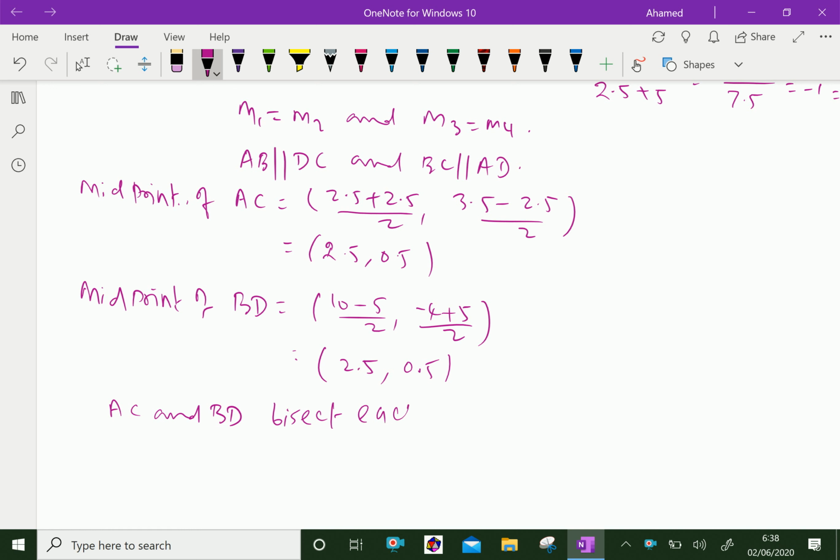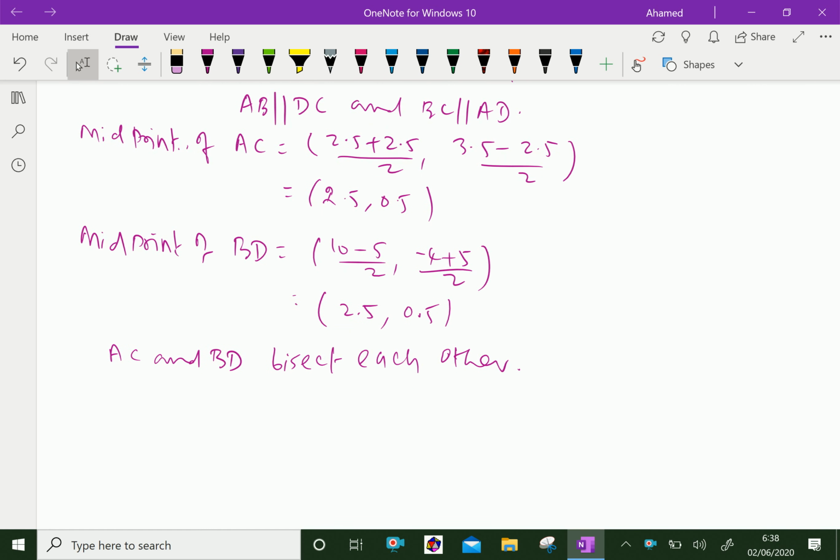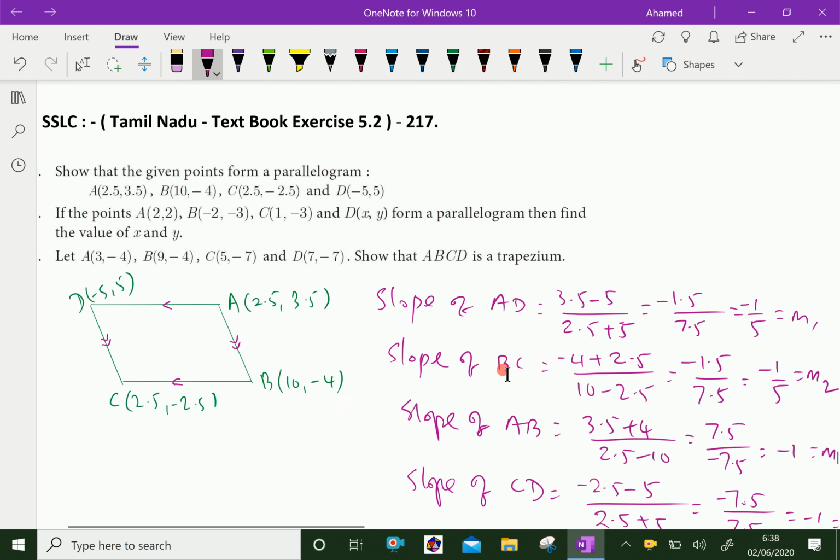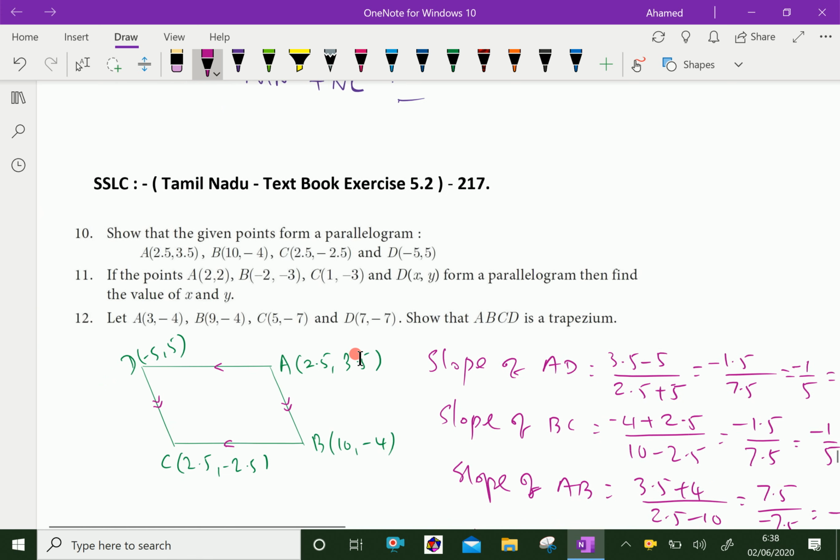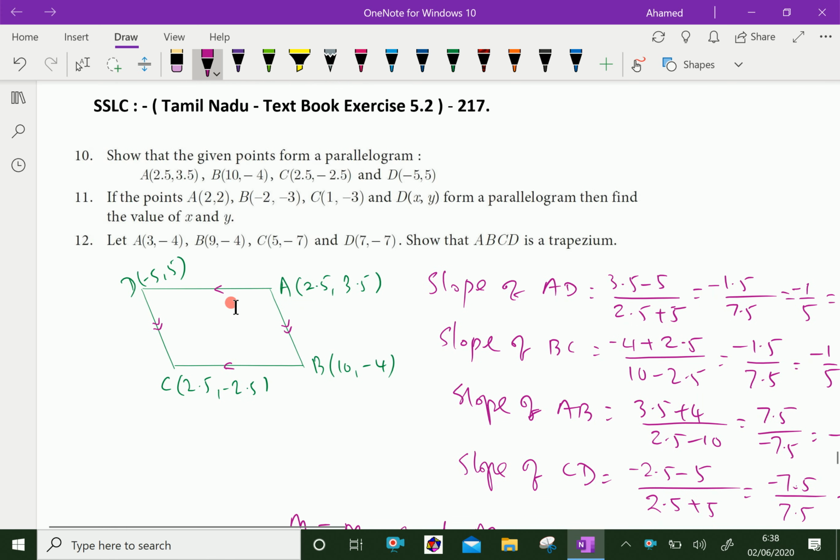Each other at point. Therefore, we can say from the above conclusion: ABCD is a parallelogram. Now, question number 11. The points A (2, 2), B (-2, -3), C (1, 3), D (x, y) form a parallelogram. Then find the value of x and y.